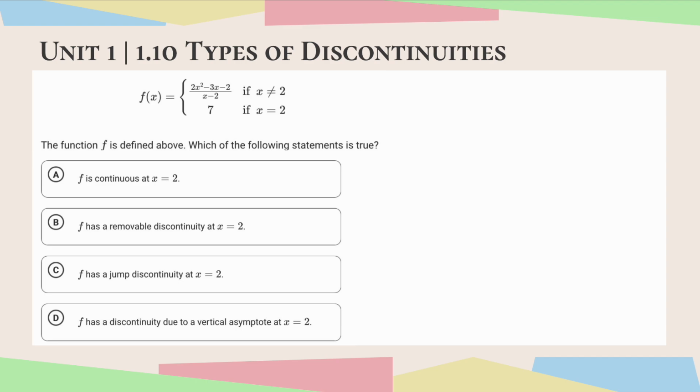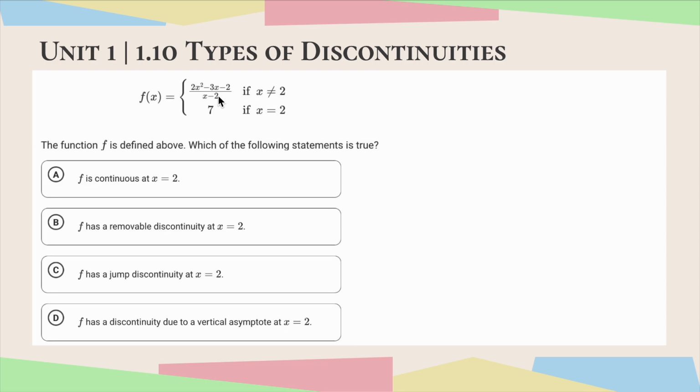Okay, so the first question comes from Unit 1.10, which has to do with the different types of discontinuities. This gives us f of x, and it says the function f is defined above. Which of the following statements is true? So first thing I'm noting is that the function basically has the same function rule for all values except for 2.